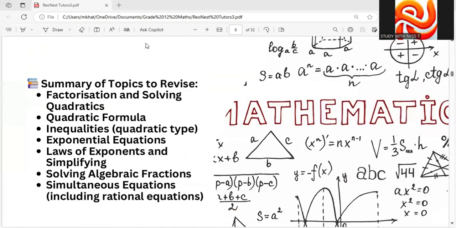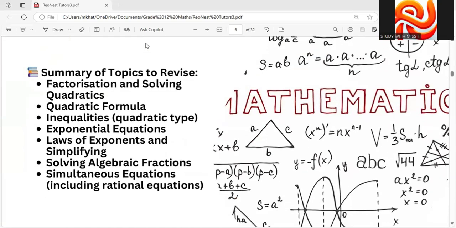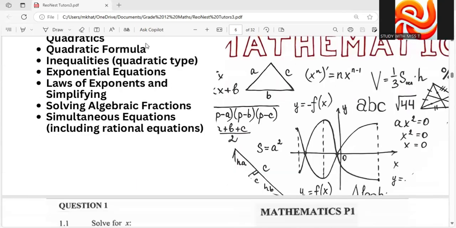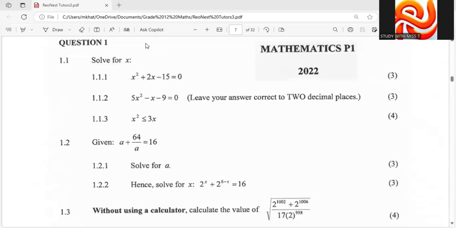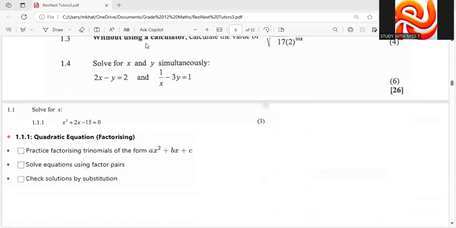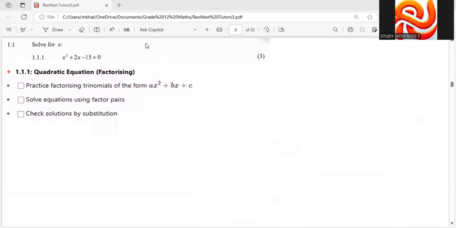So for question 1, the things that you need to know or revise are factorizing and solving quadratics. The quadratic formula, you must know it by heart. Know how to do your inequalities, how to solve your exponential equations, dive deep into the laws of exponents and how to simplify them. You need to be able to solve the algebraic functions and to solve the equations using simultaneous equations. So those are the questions for the paper, which I'm going to just use scaffolding and solve them bit by bit.